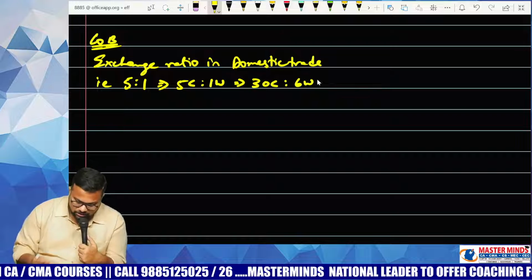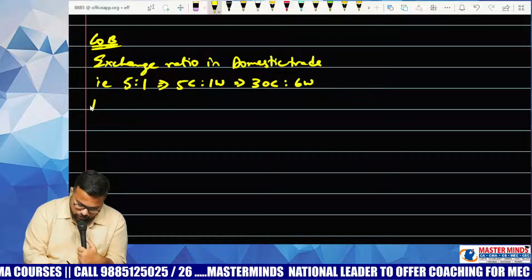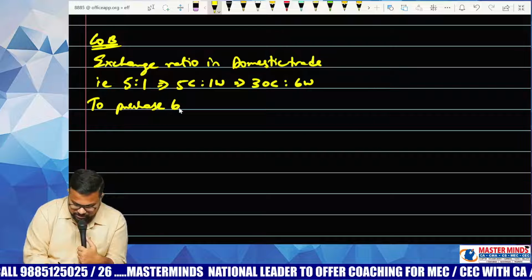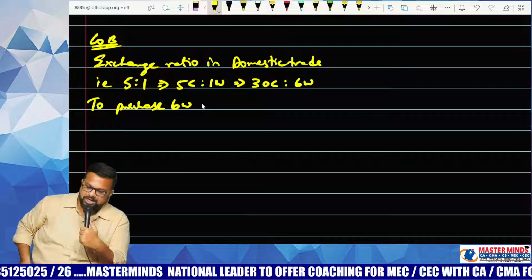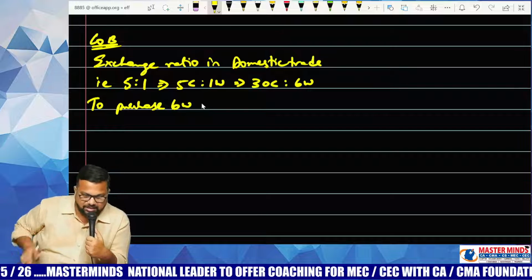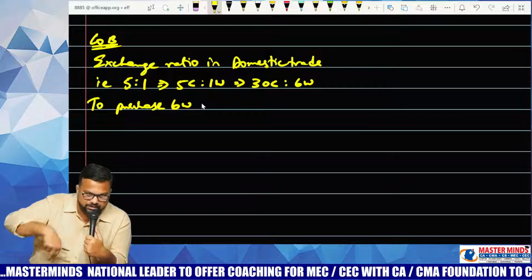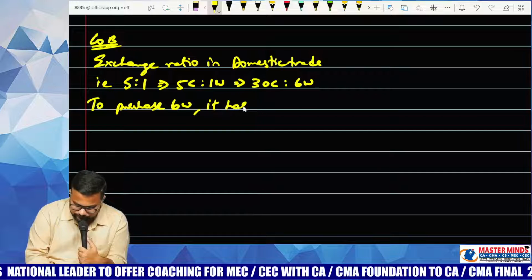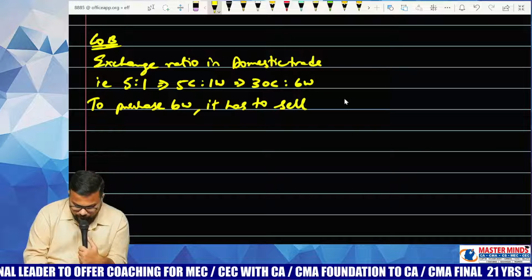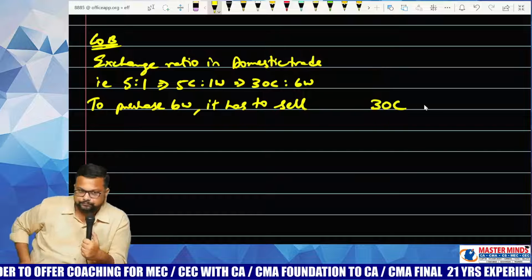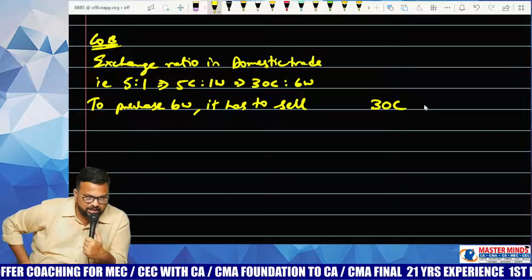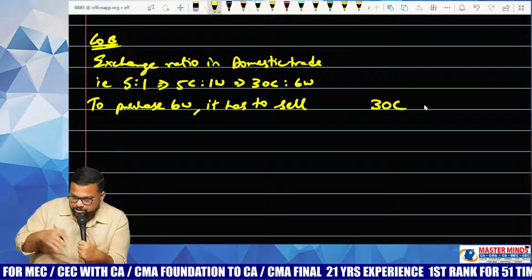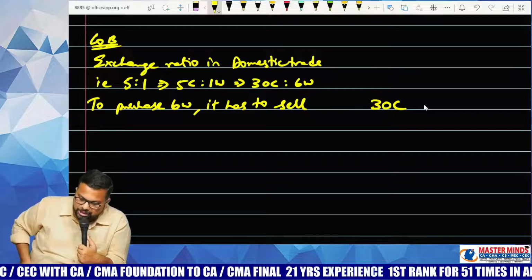Okay, so what is the meaning of that? To purchase 6W. Now country B needs wheat. Country B is exporting cloth, which means it needs wheat, right? So to purchase 6W, it has to sell 30C. I hope you got the point. So within the economy, in domestic trade, if country B wants 6W, it has to sell 30C.